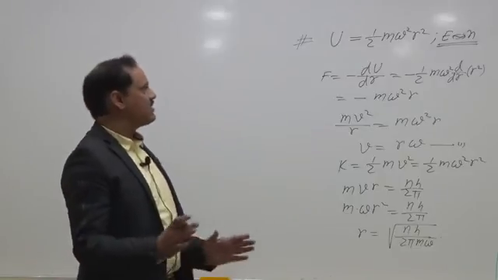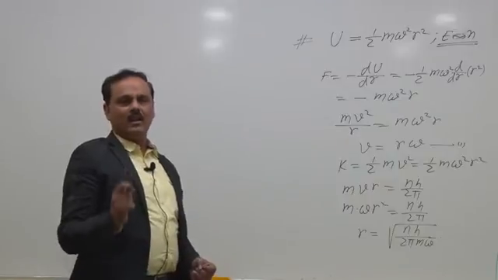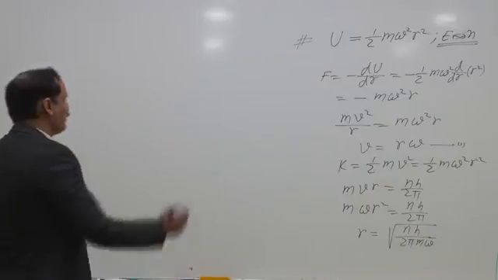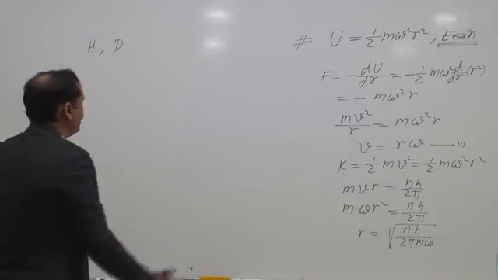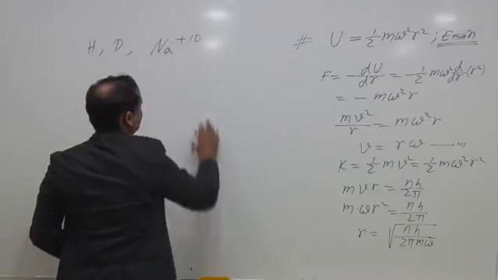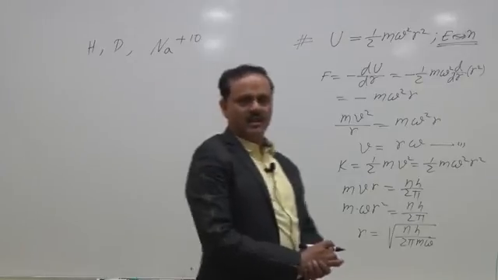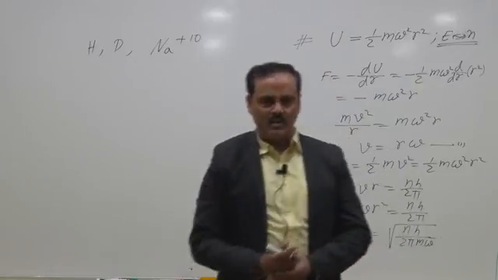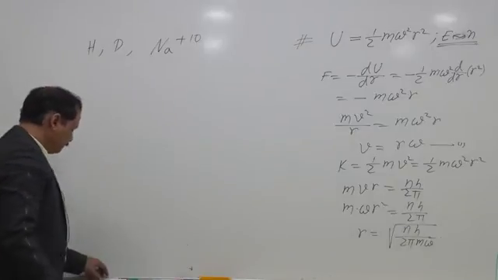But presently this is the limitation: the Bohr model is applicable for a single electron atom or ion. That is, it is applicable for hydrogen, for deuterium, for sodium plus 10, etc. Whatever the atom or ion, it should contain only one electron. So that is the limitation of the Bohr model.